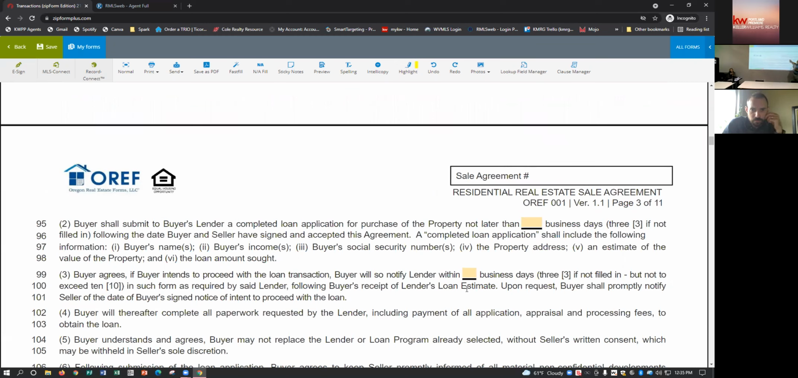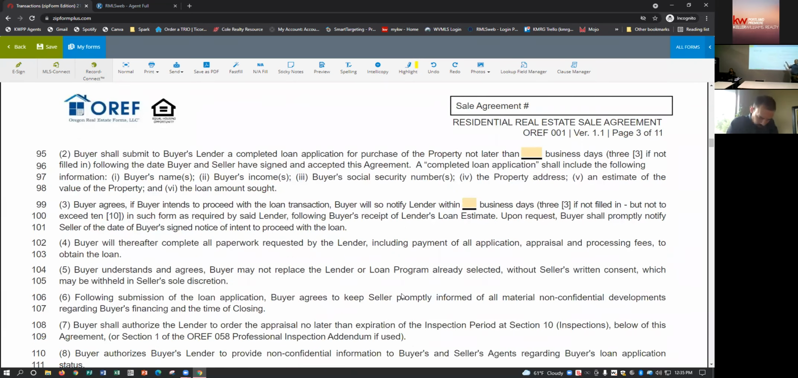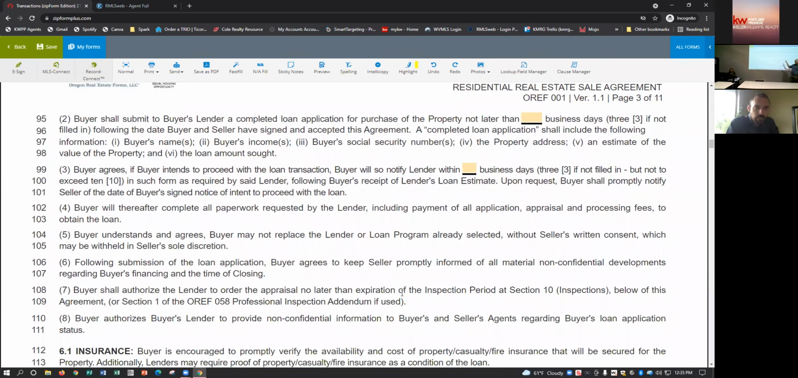And it goes into a description about what that means. It means they need to give the lender their names, their income, their social security numbers, the property address, and that sort of thing. And then also the purchase agreement. So that's a big one. It also says in this section that they are going to get a loan with the lender that provided the pre-approval letter. If they change lenders, they have to get permission from the seller to do it.